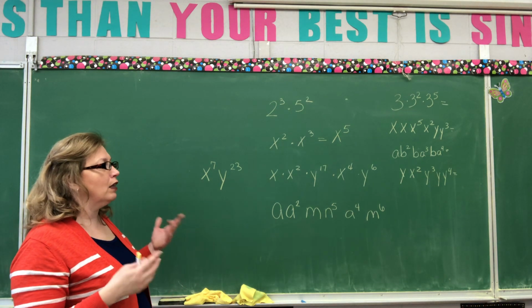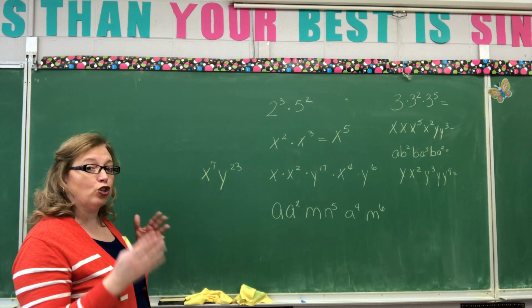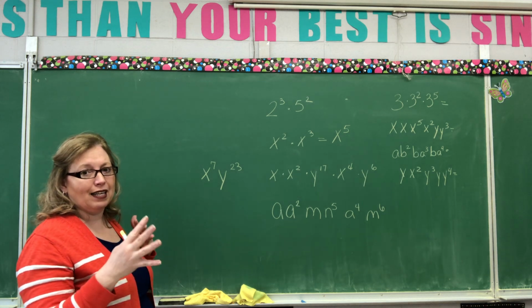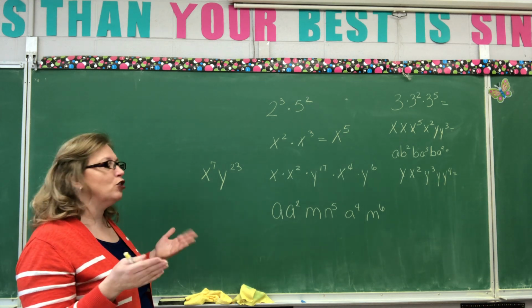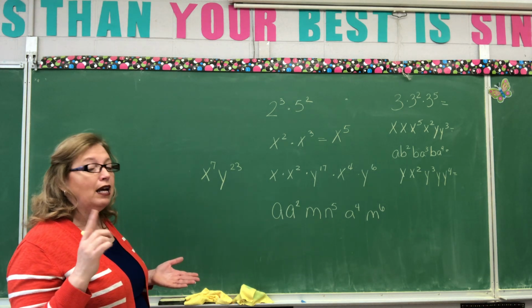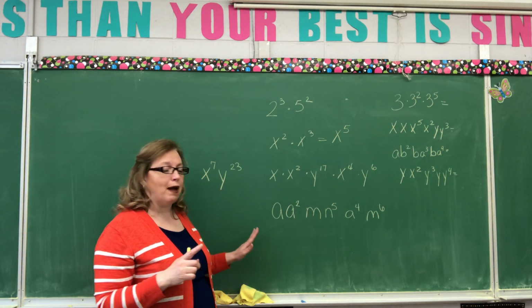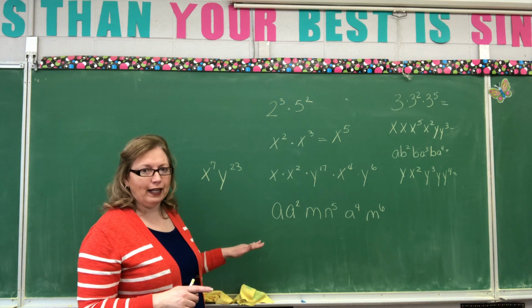Now, some of them are going to be a little more complicated. It'll be easier to just simply rewrite it and arrange all the A's together, all the B's together, all the Z's together, all the X's together. But you don't have to do that. You can do it mentally as long as you can keep track of it. Let's look at this one. I'm going to show you what I mean. What if I can't quite keep track of these?